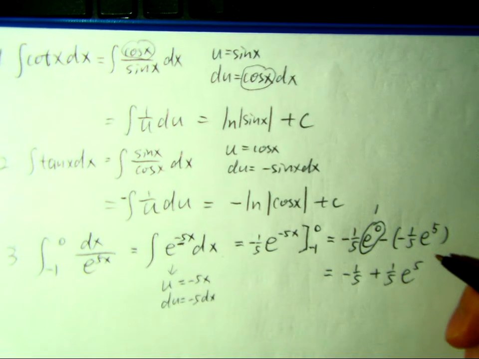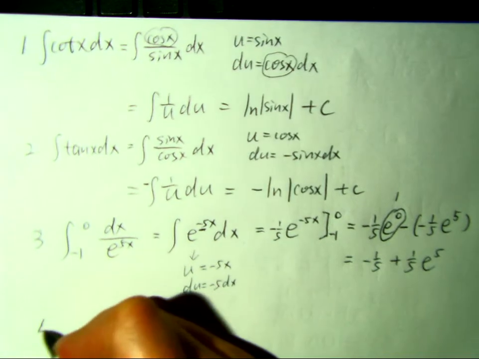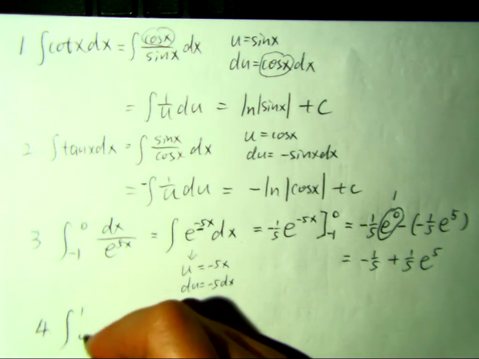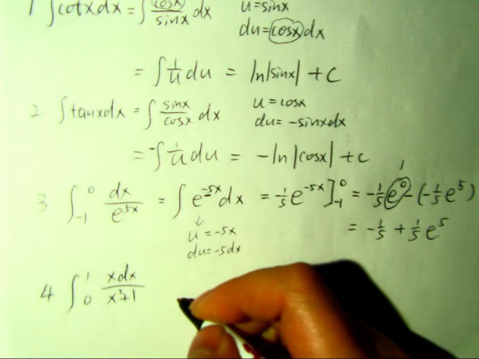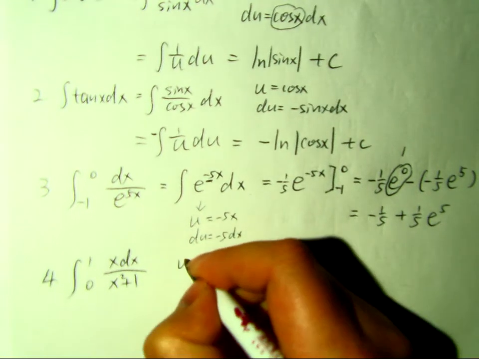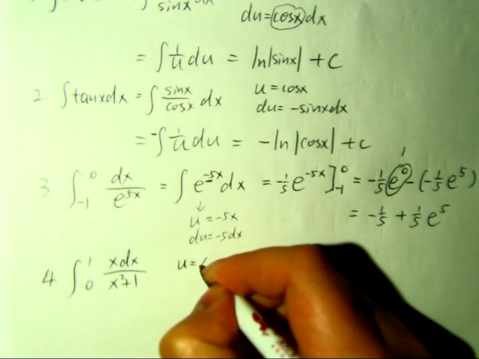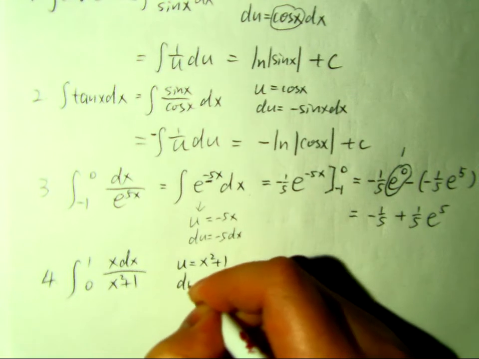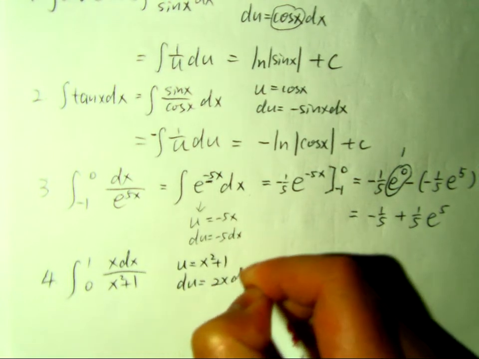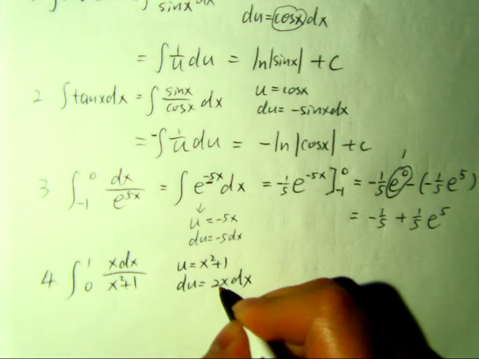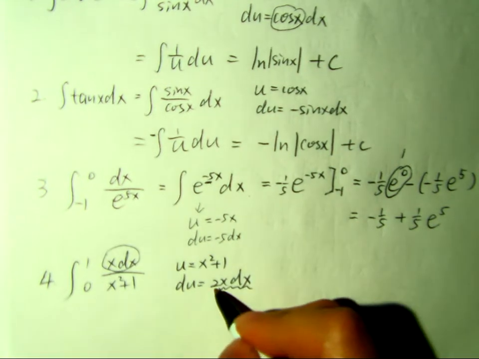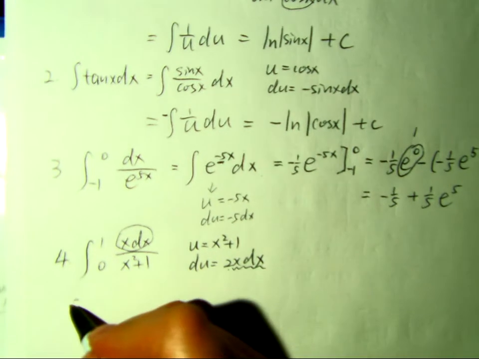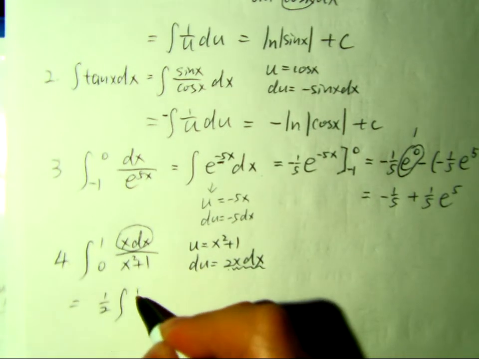And the next one. This one we're using u substitution. u equals x squared plus 1. So du is 2x dx. This x dx will cancel this x dx. So we still have a 2. So we rewrite this question as 1/2 integral 1 over u du.